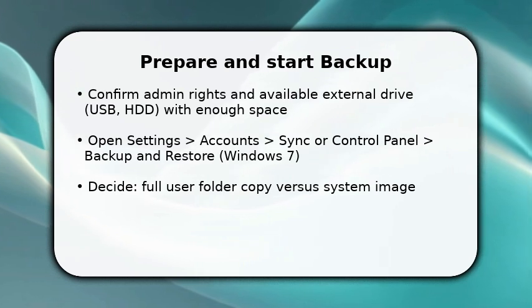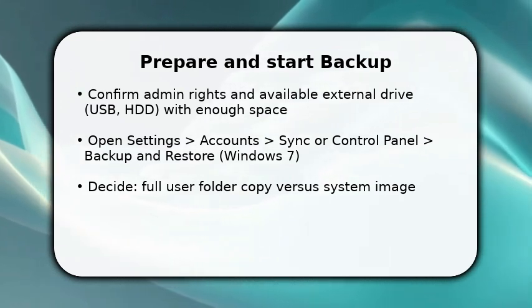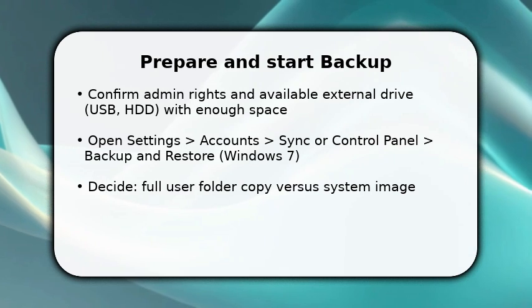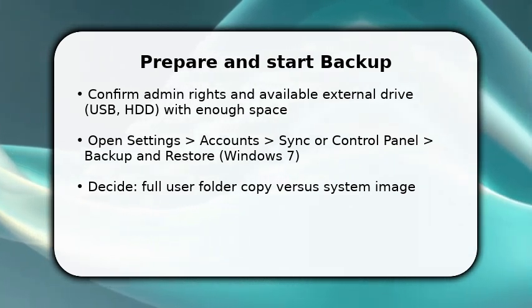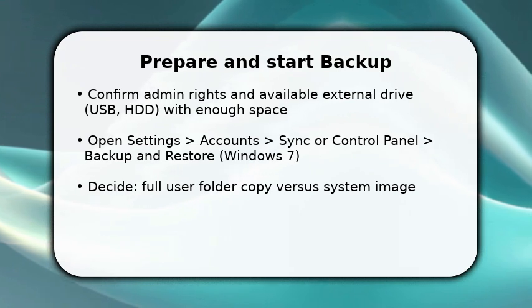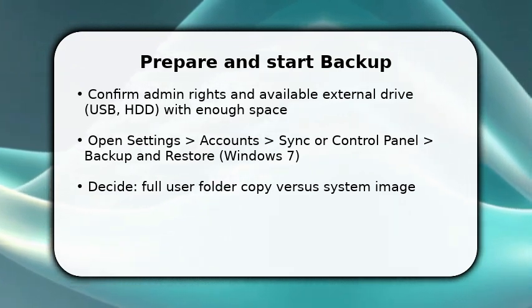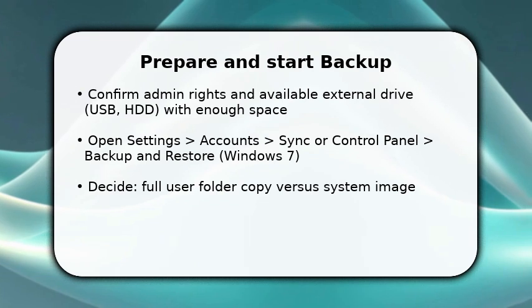Full image captures apps and settings. Folder copy saves documents, desktop, and app data manually. Once done selecting the method, click Setup Backup or start copying immediately. Make sure the destination drive is correct before continuing.